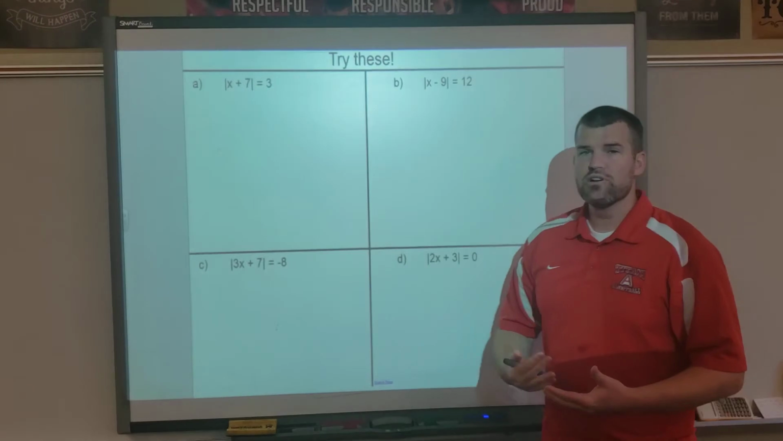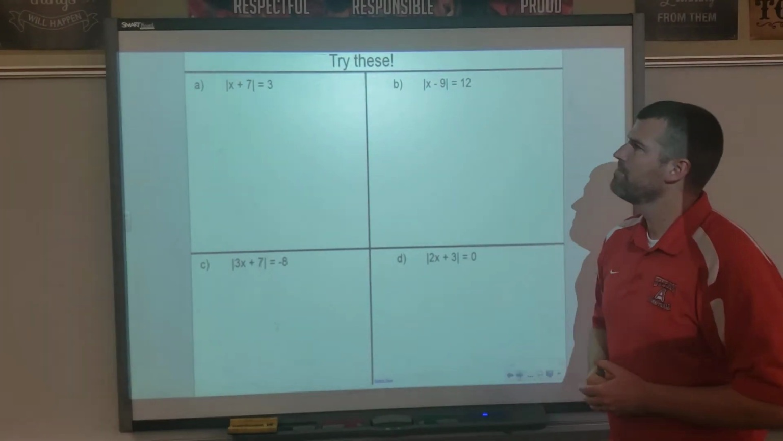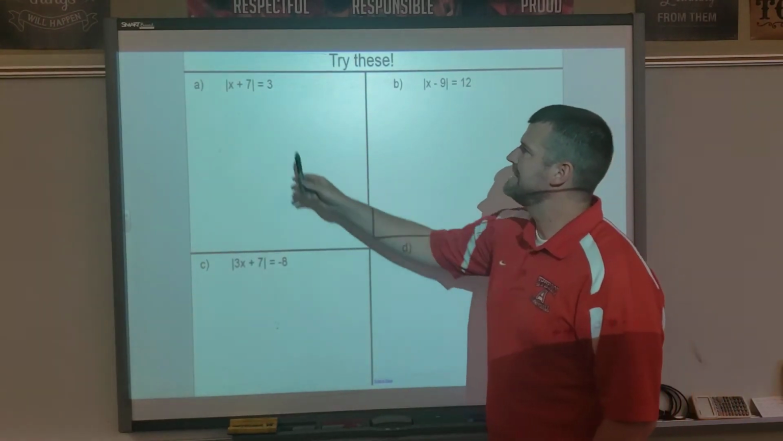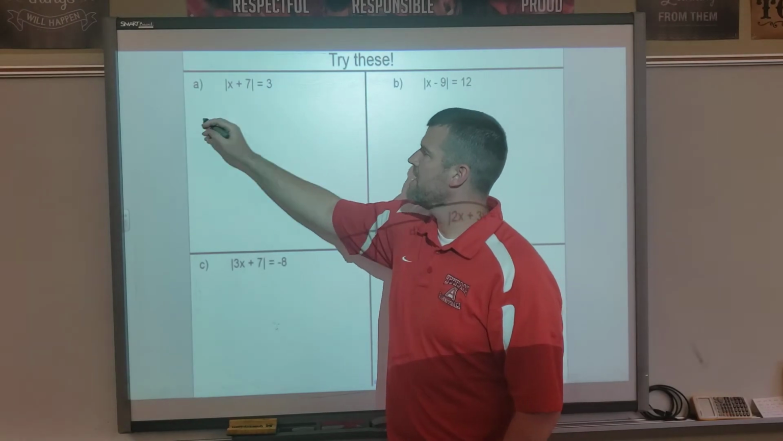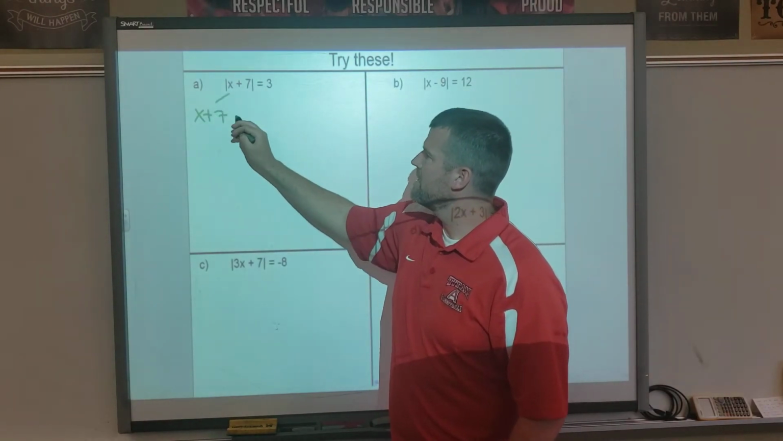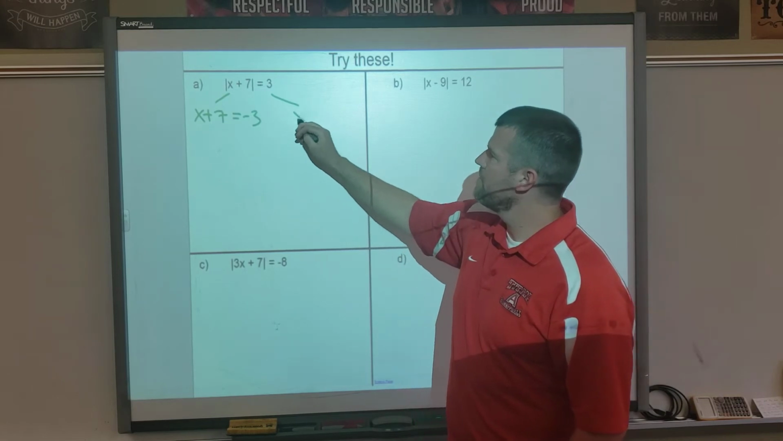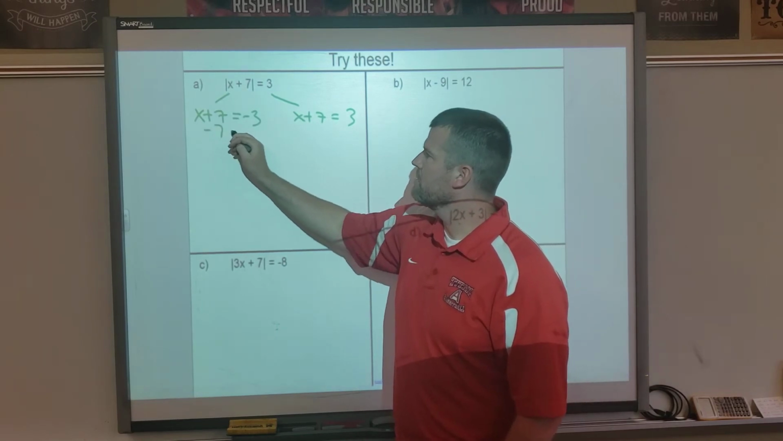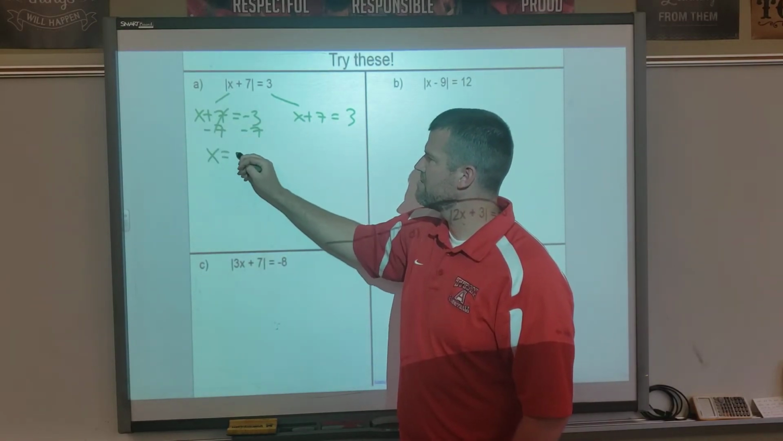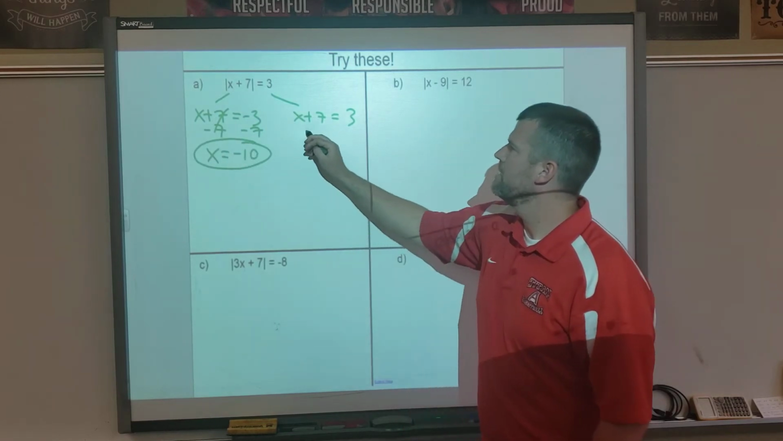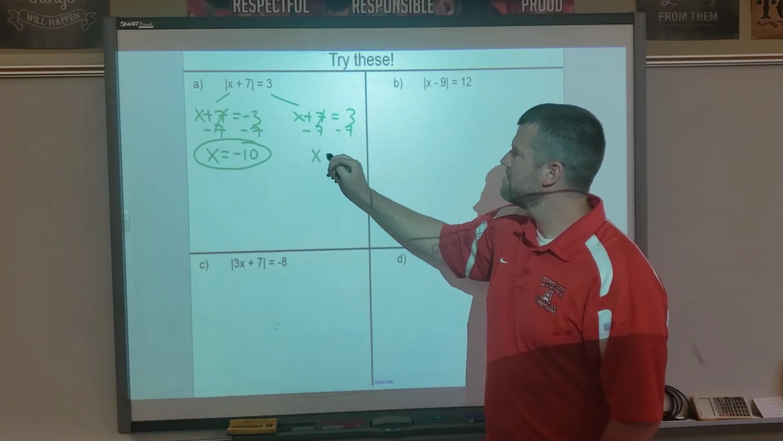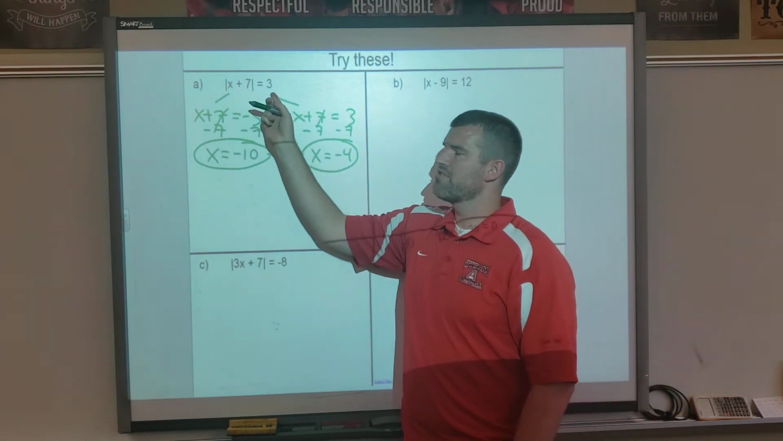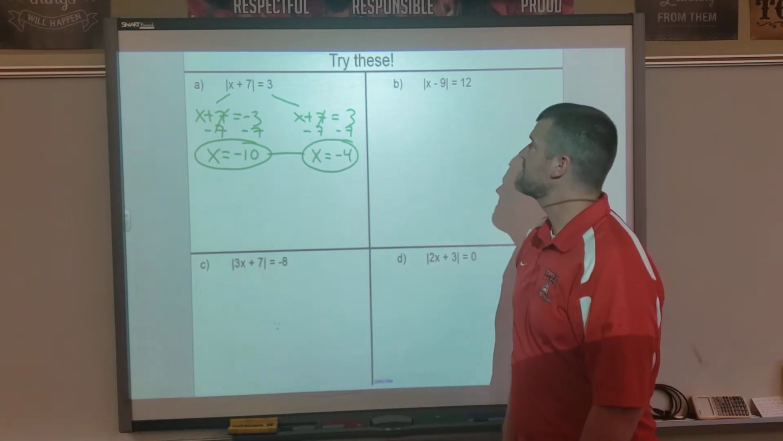All right, so several more examples, just so you can get the process down. I find that the more you see it, the more you kind of pick up the various patterns. So this first one, my distance is 3. So I'm going to set the x plus 7 equal to -3, and then I'm also going to set it equal to +3. Once we do that, we solve the equation. X equals -10. And then on this one, x equals -4. Again, anytime our absolute value equals a positive number, we're going to get 2 solutions.